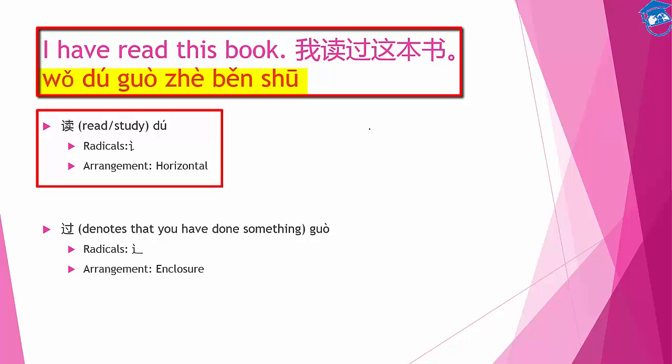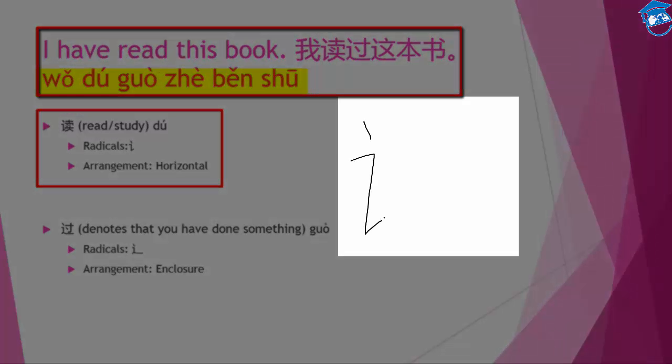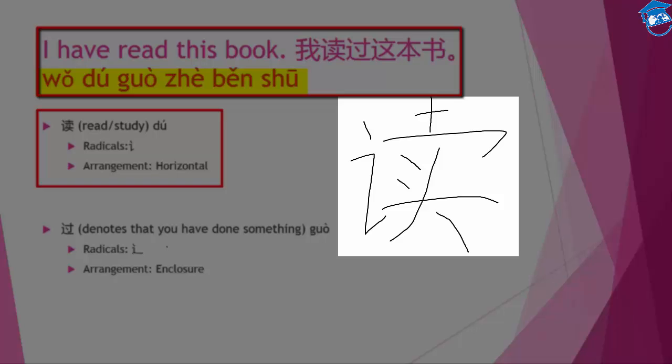Here's how I write 读. 1 2 3 4 5 6 7 8 9 10. 读.